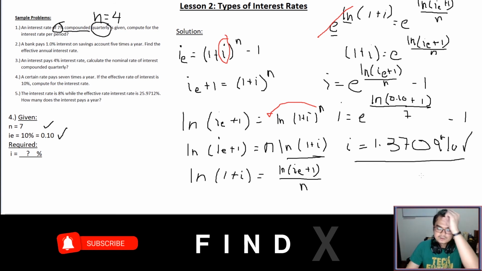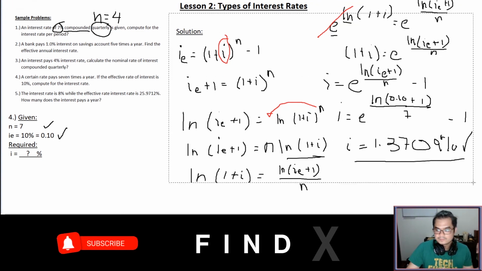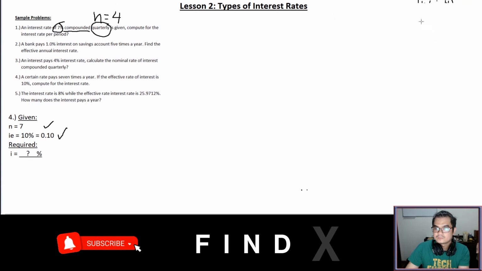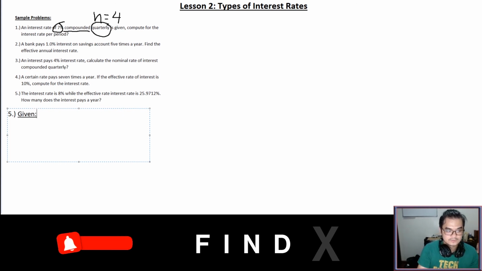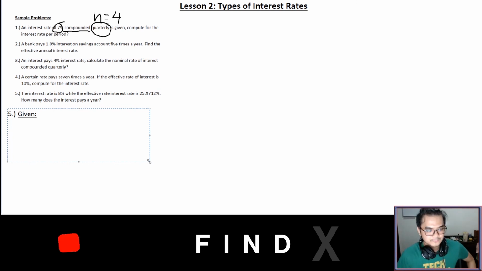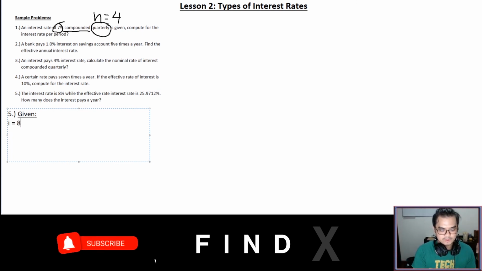Okay, so let's go to the third problem. For the third problem, we have here number 5, and for the given, the interest rate is 8%. So again, you don't see any word compounded, right? So 8% will be your i. So i must be equal to 8%, and this is also equal to the decimal of 0.08.